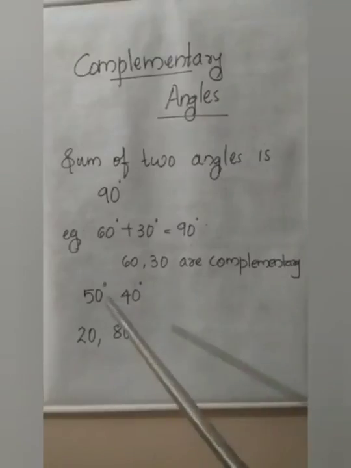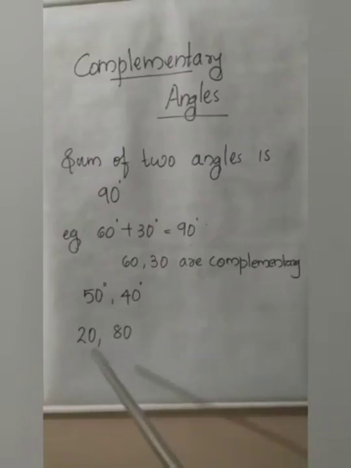So again we can say 50 and 40 are complementary. Take 20 and 80. What do we get when we add 20 and 80? Is it 90? No. When we add, we are getting 100. So we can say 20 and 80 are not complementary. So, understood what complementary angles are? Complementary angles means the sum of the angles should be 90 degrees, a right angle. Then only we can say it is complementary.